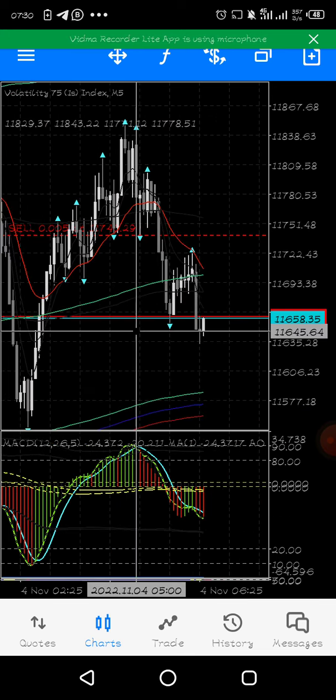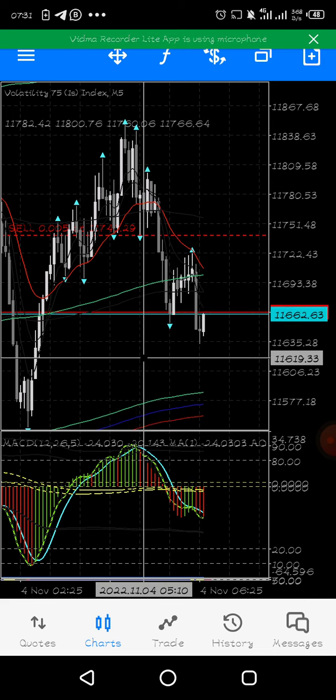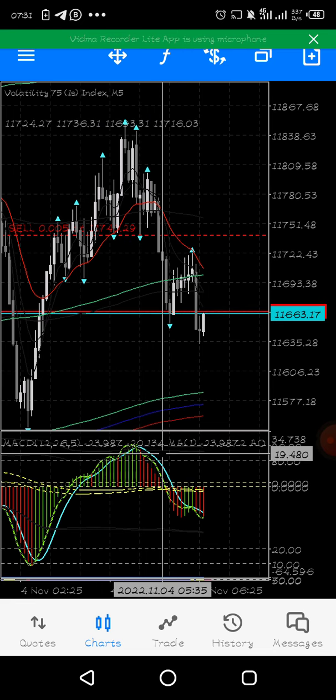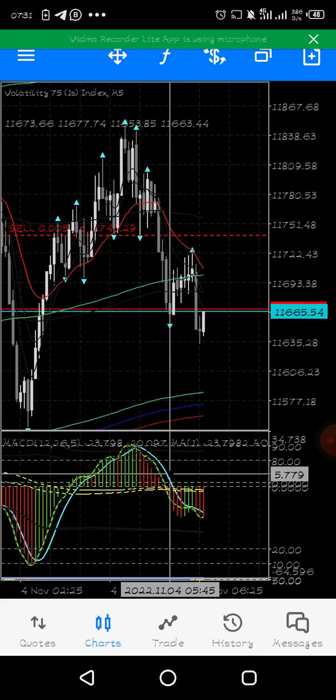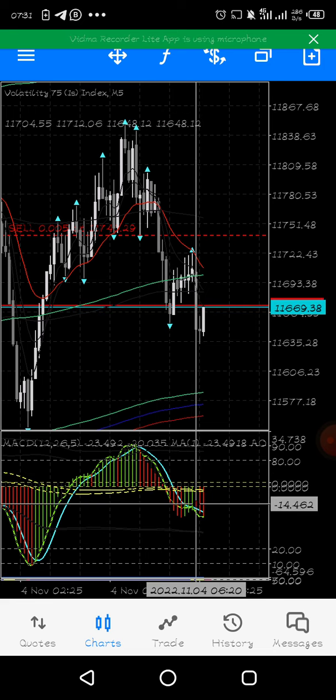You can see at the point of my entry here, the awesome oscillator is already red. The MACD has crossed oversold, then it's trying to come down. So that is the more reason why I took this trade.